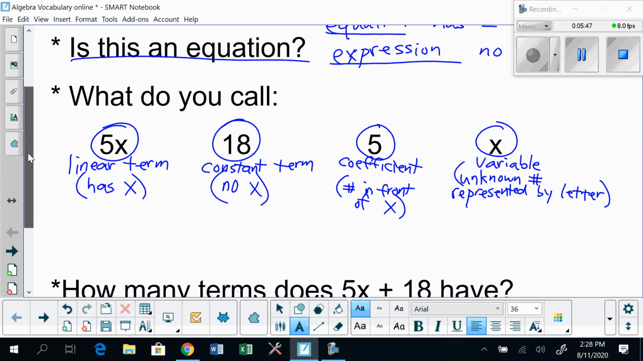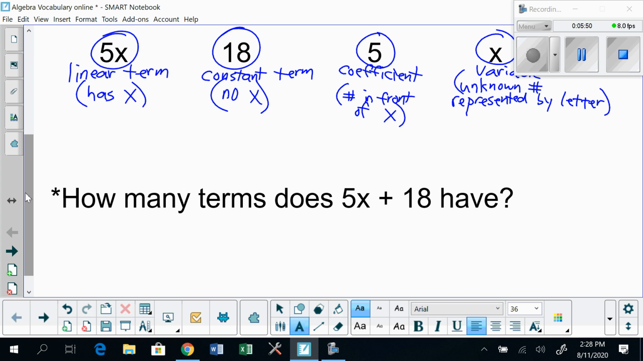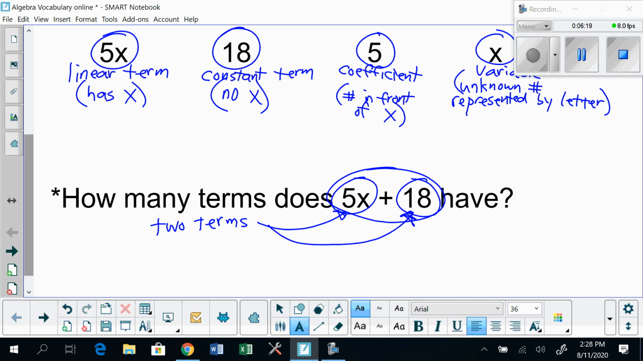Okay, the last question I want to ask you then, how many terms does this expression have? How many terms does 5x plus 18 have? And the answer is it has 2 terms. It has the 5x and it has the 18. The number of terms is determined by how many things are being separated by a plus sign or a minus sign in a problem. So that's why this has 2 terms. There's one plus sign, it's separating the 2 terms.